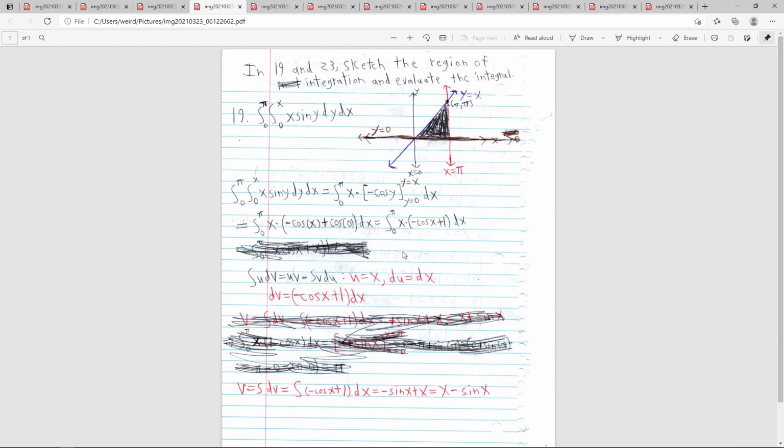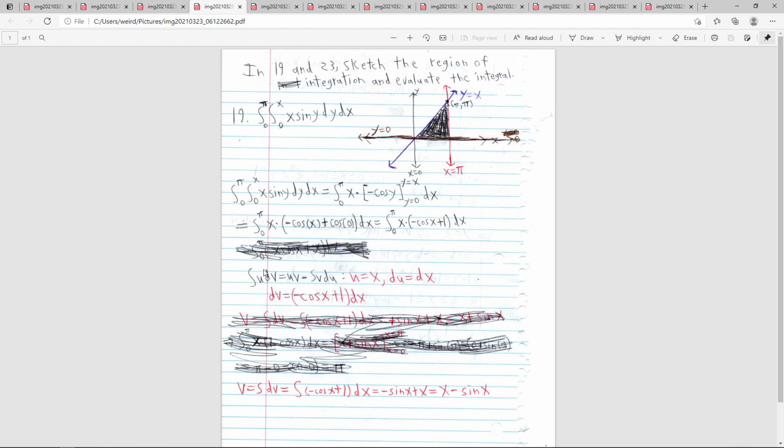This is good, because we'll get x times negative cosine x plus x. I suppose we could separate it so we just have to worry about x and negative x cosine x, and we could probably do that by parts, but we might as well do the whole thing by parts, because we can't avoid integration by parts. x cosine x or negative x cosine x, either way, is something that we can't integrate with our usual methods. So we have to use one of the special methods like integration by parts.